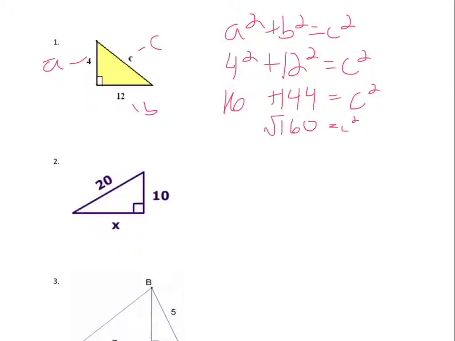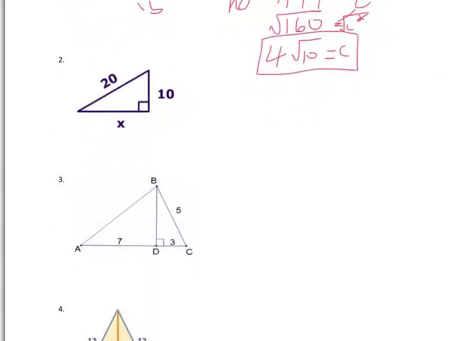Take the square root of both sides. Okay, so the squared goes away, and we're left with C is square root of 160, right, which is the same as 16 times 10. When you reduce this, you're going to get 4 root 10. Okay. Next one here, we're going to work backwards just a little bit in number 2.